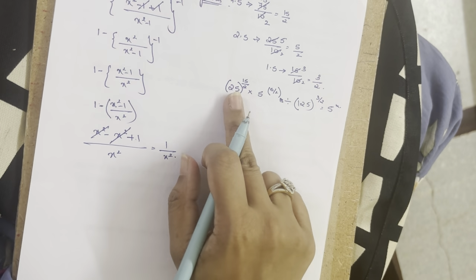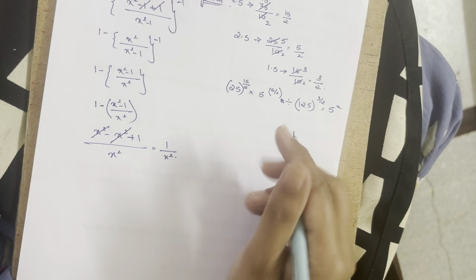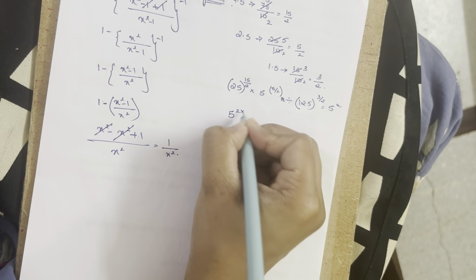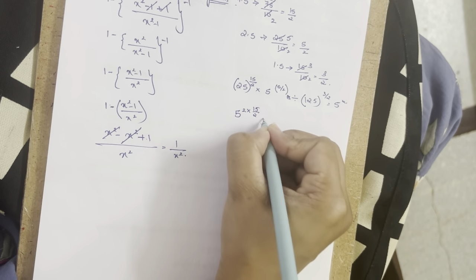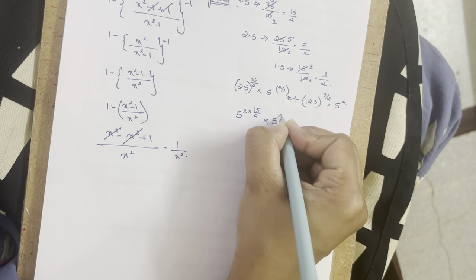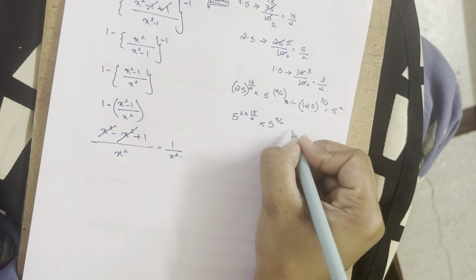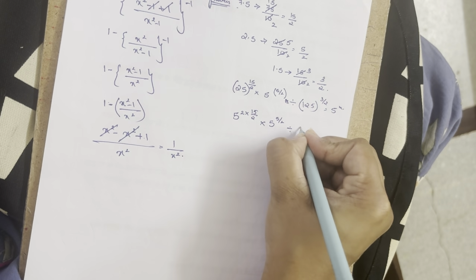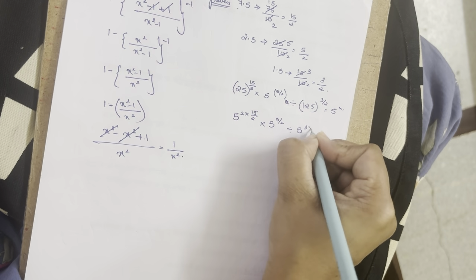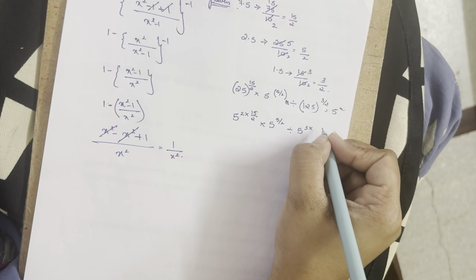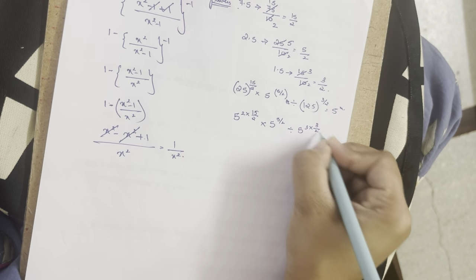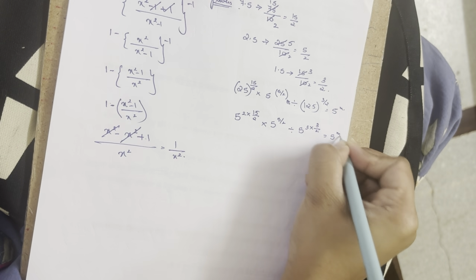Okay, let's break this and write it. So it can be written as 5 square to the power 15 by 2 into 5 to the power 5 by 2 itself, divided by 5 cube to the power 3 by 2, is equal to 5 to the power m.